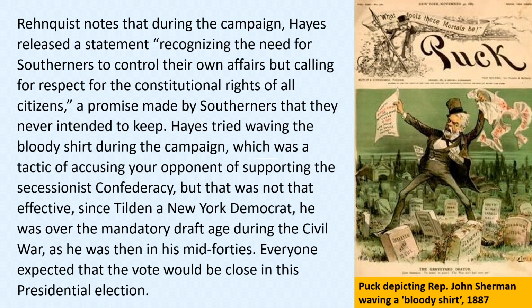Rehnquist notes that during the campaign, Hayes released a statement recognizing the need for Southerners to control their own affairs, but calling for respect for the constitutional rights of all citizens, a promise made by Southerners that they never intended to keep. Hayes tried waving the bloody shirt during the campaign, which was a tactic of accusing your opponent of supporting the secessionist Confederacy. But that was not as effective as it could have been, because Tilden was a New York Democrat, and during the Civil War he was over the mandatory draft age, as he was in his mid-40s back then. Everyone expected that the vote would be close in this presidential election.